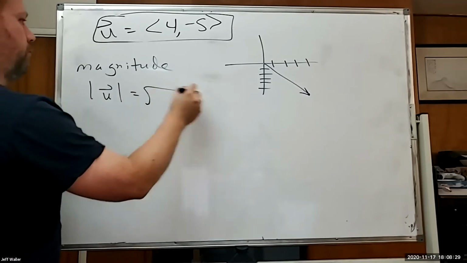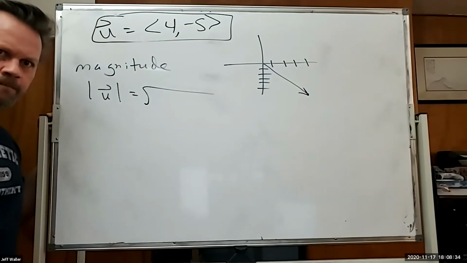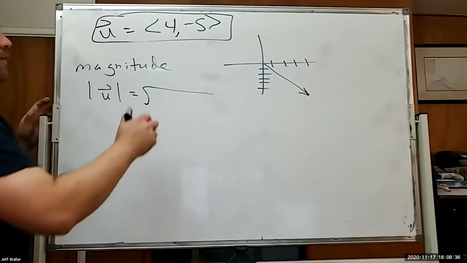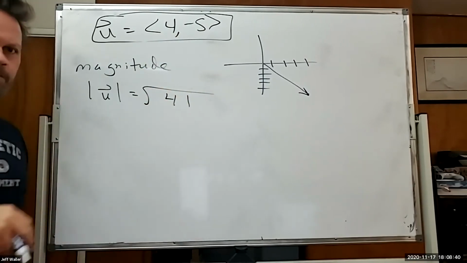That would just be the square root of 16 and 25, right? Okay. 16 and 25 is 41.